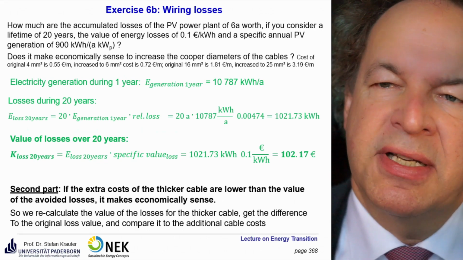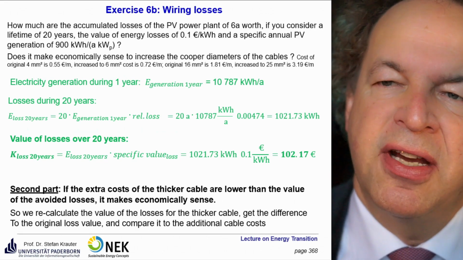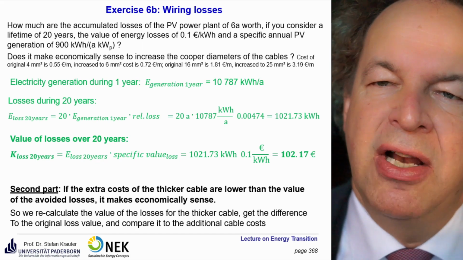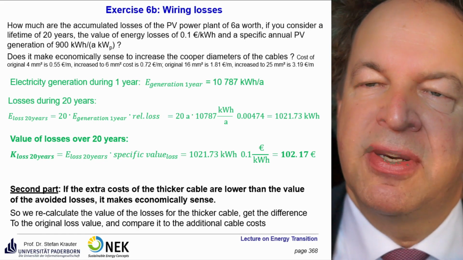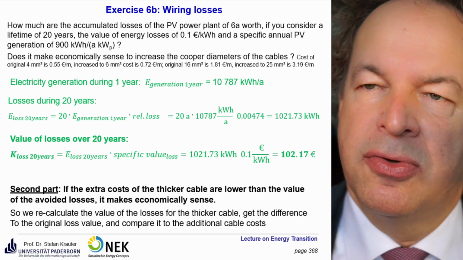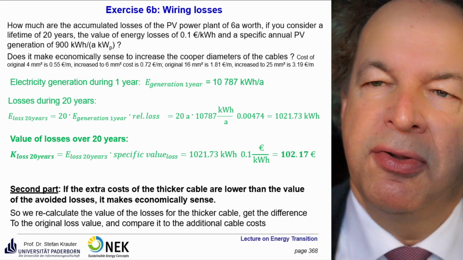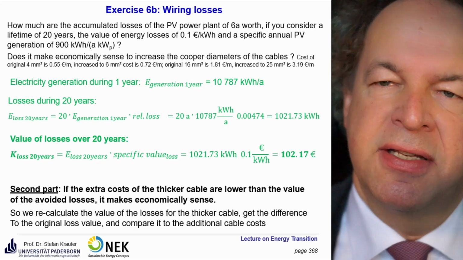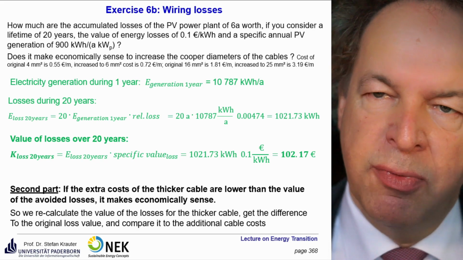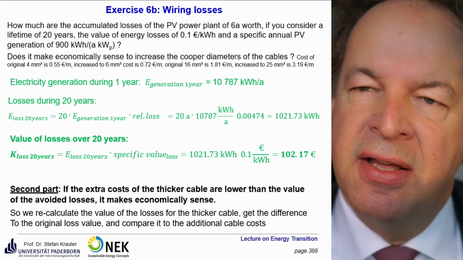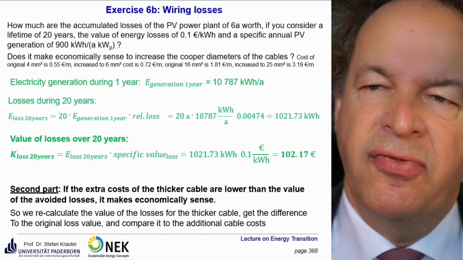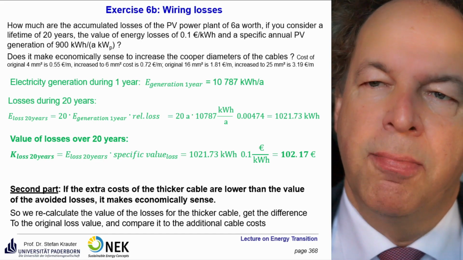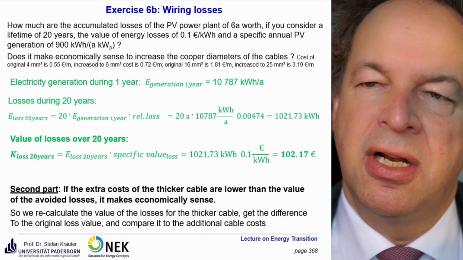So the second part is whether the extra costs of the thicker cables are lower than the value of the avoided losses. The value of the avoided losses is 102.17 euro. This makes economic sense if the cables cost less. If they cost more, for example 200 euro, it doesn't make sense. If they only cost 50 euros, it makes perfect sense. So what we do is recalculate the value of the losses with the thicker cables, get the difference to the original losses, and compare it also with the additional cable costs.